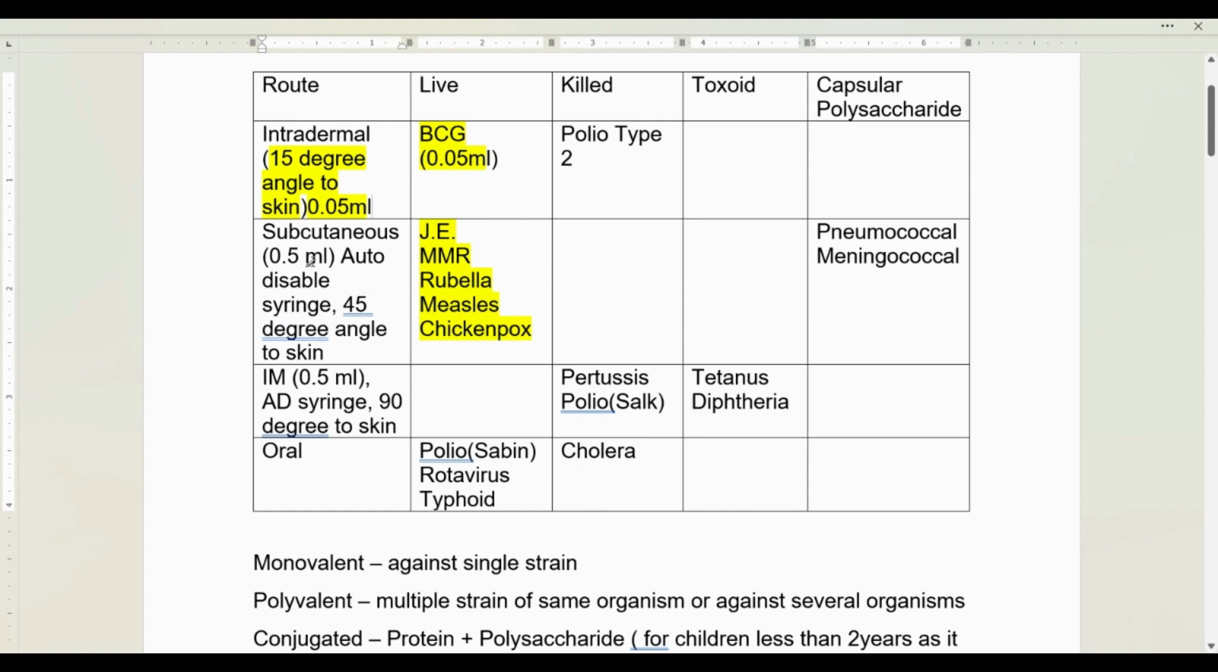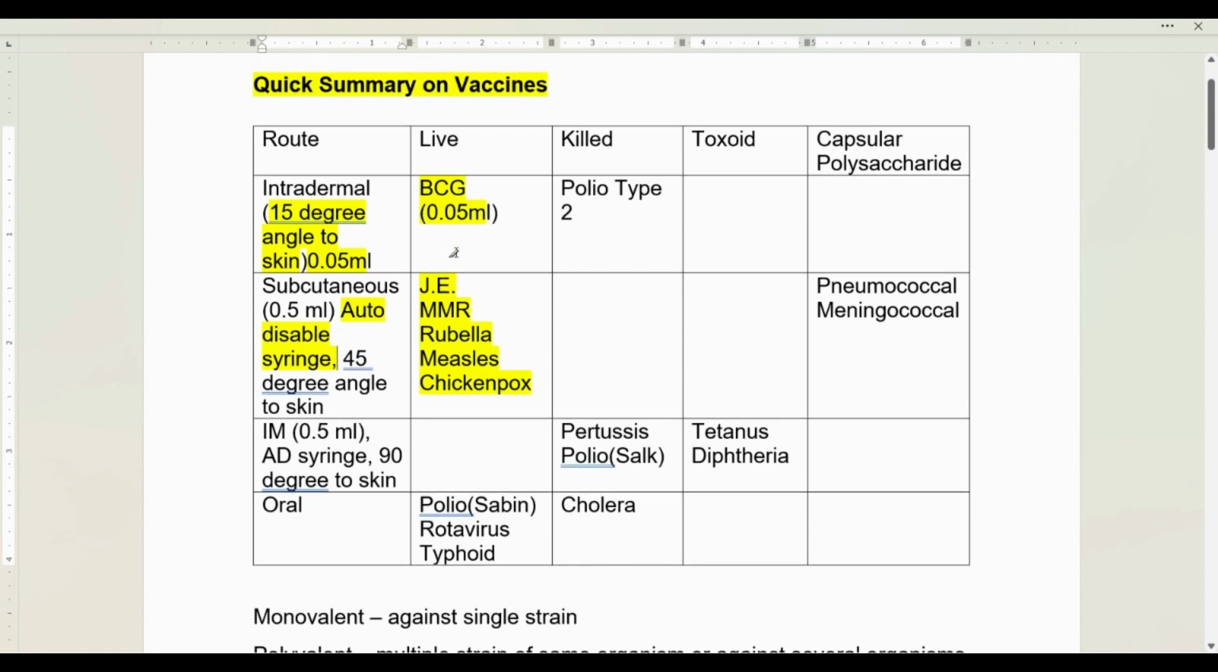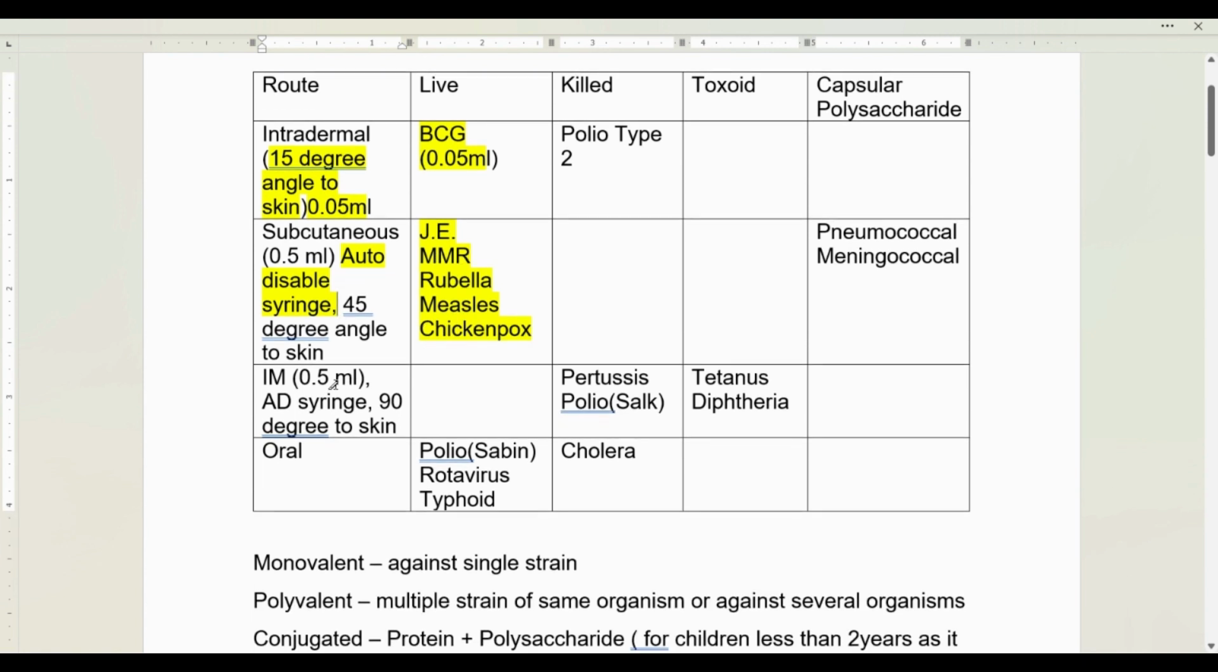skin with the 0.5 ml usual dose using an auto disable syringe. Normally given subcutaneous vaccines are the Japanese encephalitis vaccine, MMR, rubella, measles, and chickenpox.